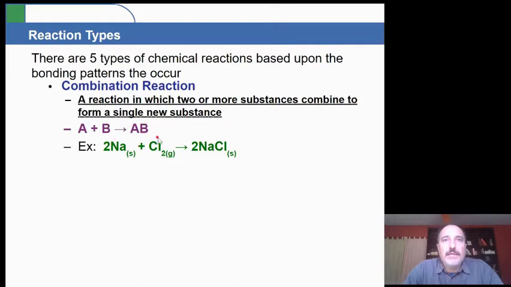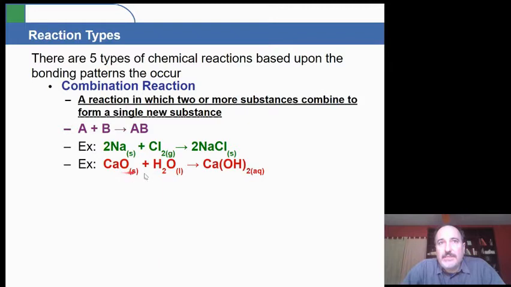So A plus B gives you AB. Or you could have 2 compounds combining together, such as calcium oxide and water. Those combine together to produce calcium hydroxide. Again, one substance here, 2 substances as reactants.